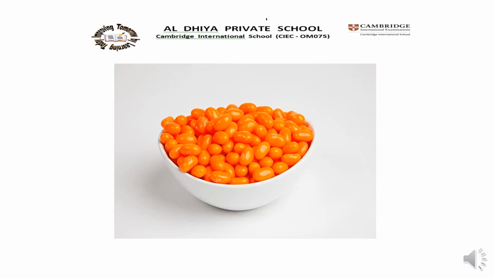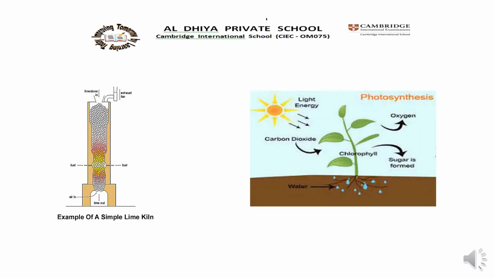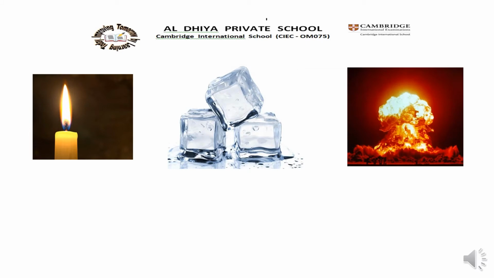What is the equation? When citric acid combines with sodium bicarbonate, we get sodium citrate plus water plus carbon dioxide. See the equation. These are also examples of endothermic reactions. These are the examples of exothermic reactions. Here the heat energy is given out.